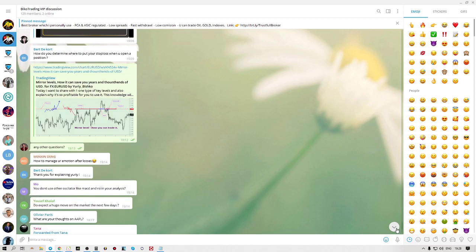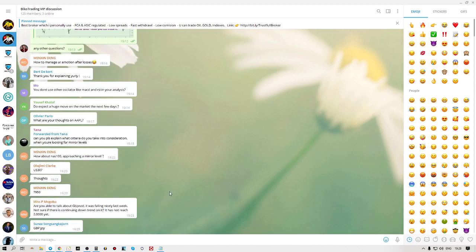Okay friends, let's finish it. Can you please explain the criteria to take exchange ratio when you're looking for mirror levels? Tana, you will see it again, and there will be an answer to your questions. And also please read that material which I sent to you about mirror levels. Friends, next time I think to do such a webinar at least once per week. Next time you should send all your questions. I will create a folder where every one of you will send all your questions, and we will cover it next time.